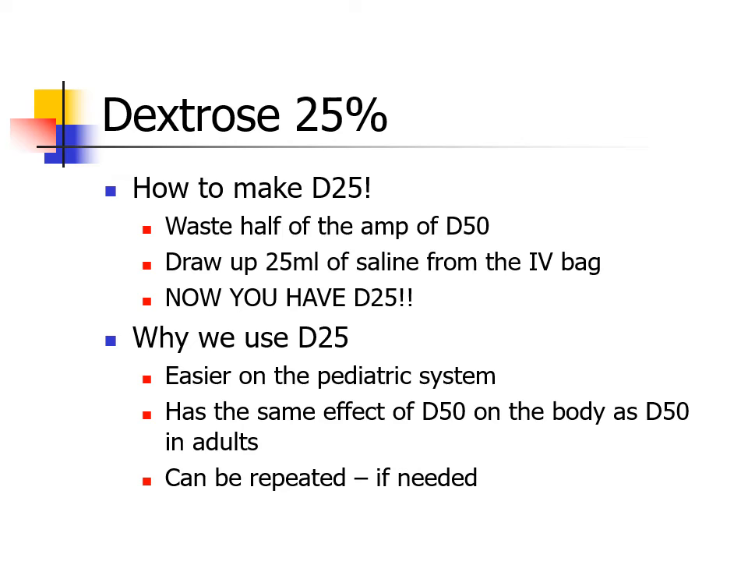How to make D25. Waste half the amp of D50. Draw 25 milliliters of saline from an IV bag. Now you have D25. We use D25 on the pediatrics because it's easier on their system and has the same effect on the body as D50. It can be repeated if needed.